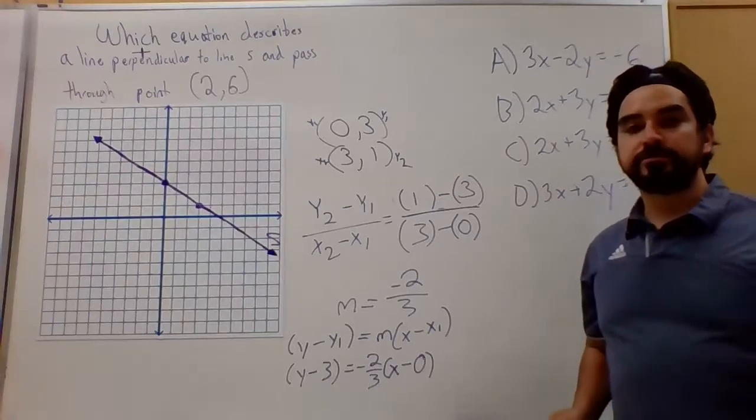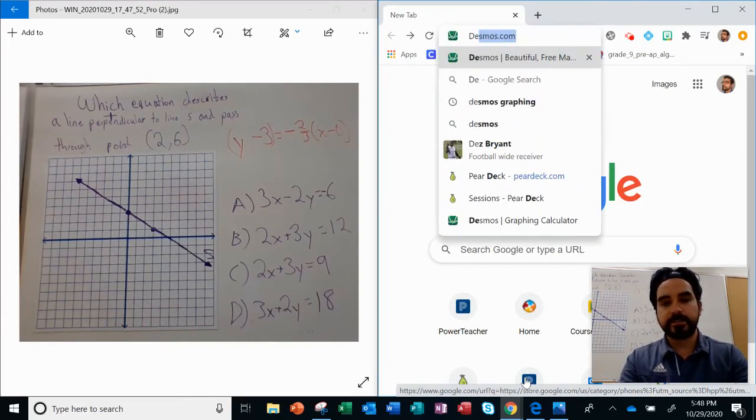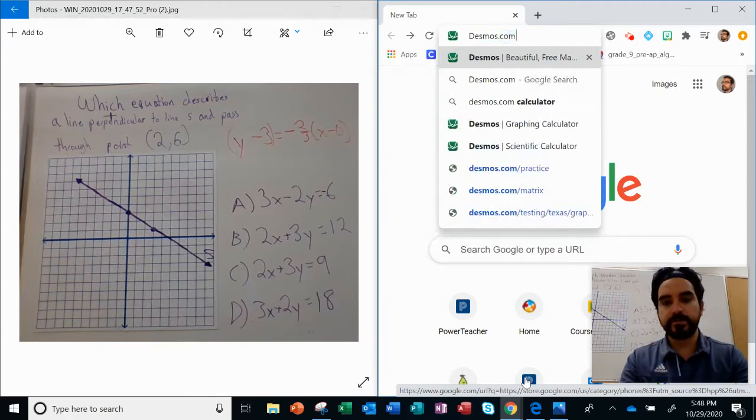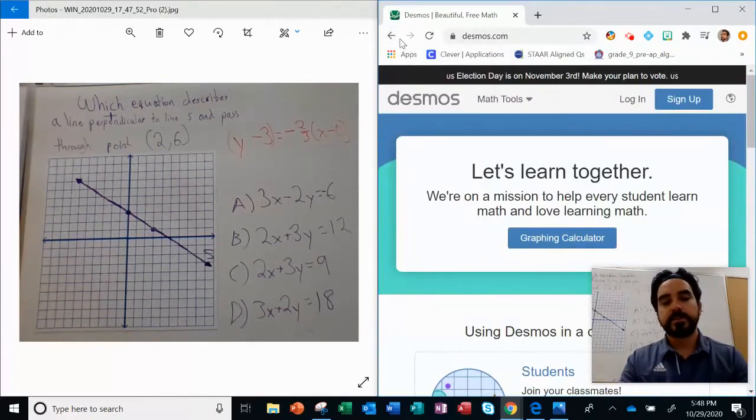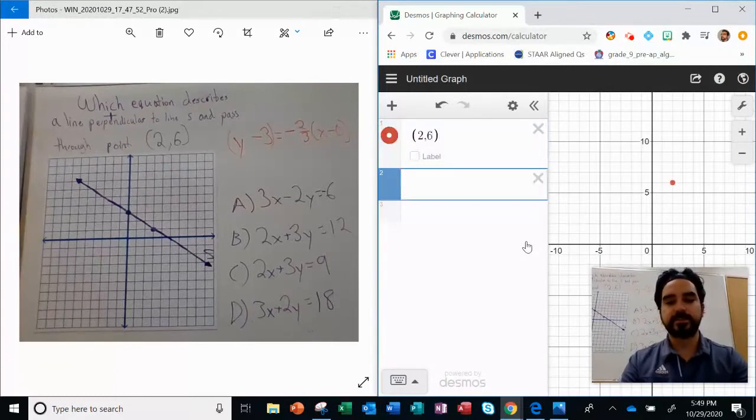Now we're going to jump into Desmos. We're going to type in desmos.com, and it'll take us to this page. We're going to click on Graphing Calculator. And remember, what we want is the equation to pass through a certain point, and the point we want is (2, 6). We're going to type in open parentheses 2, 6, close parentheses, and press enter.